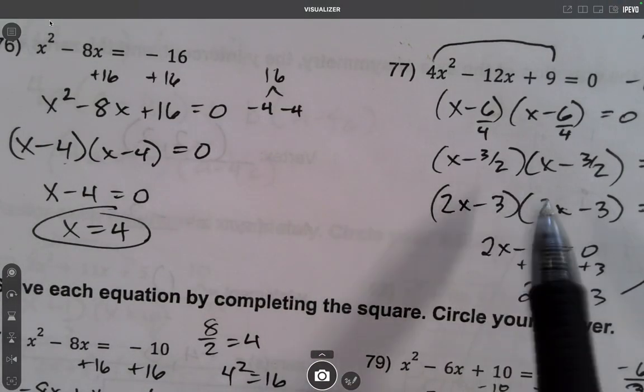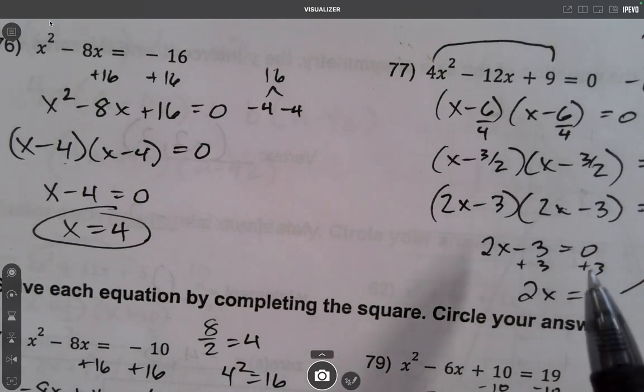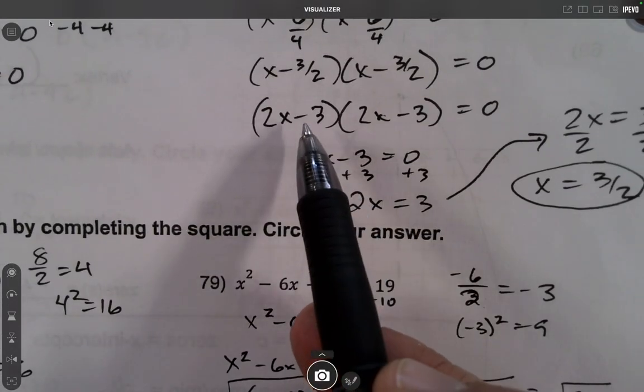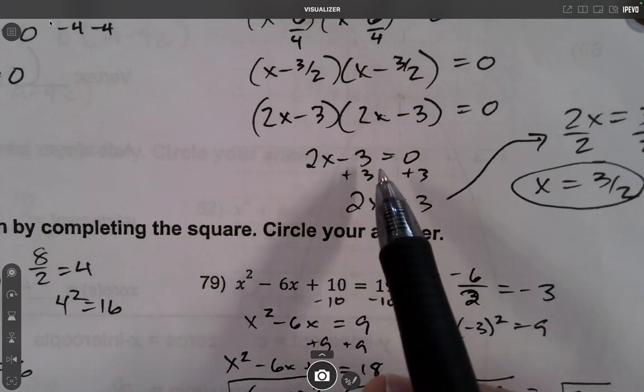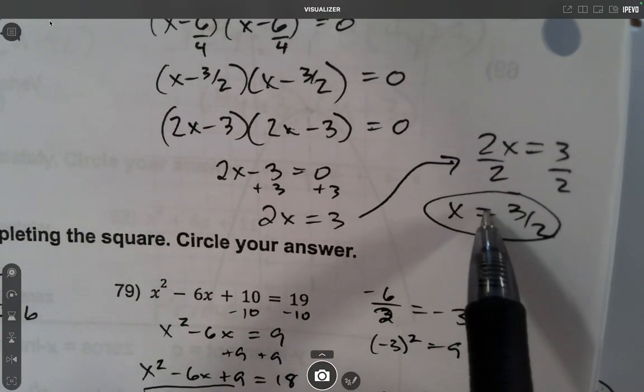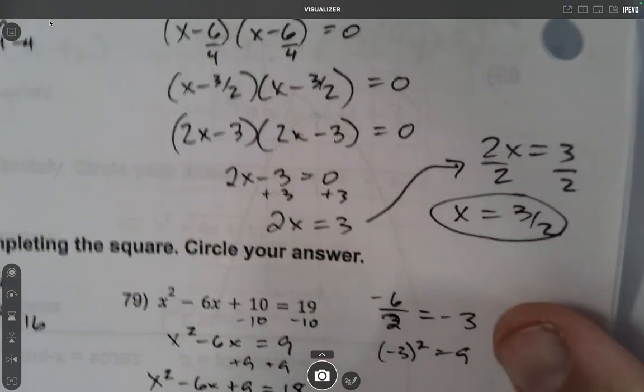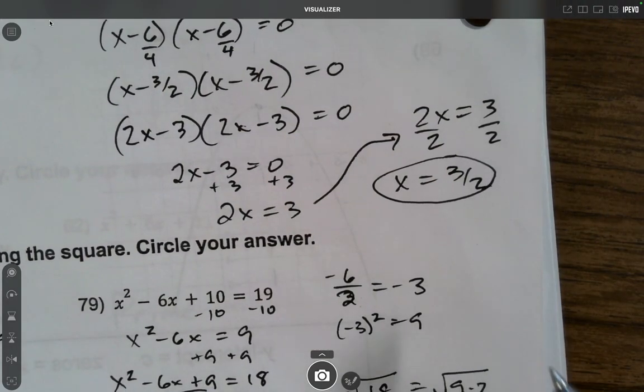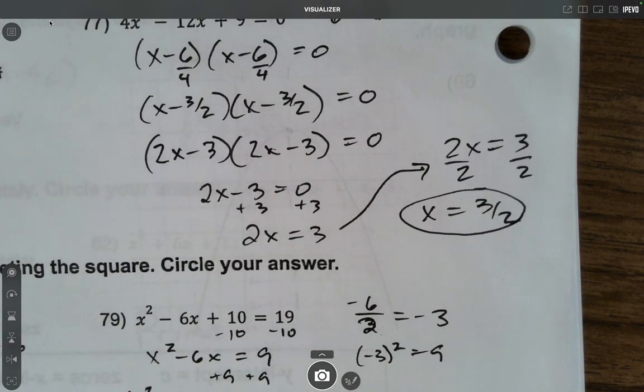And just like the previous problem, we got the same factor twice, which is okay. It happens sometimes. So we just have to set one of them equal to 0, add 3, divide by 2, and we get x equals 3 halves. So on these last two, 76 and 77, there's actually just one single value of x that will make the equation equal 0. Whereas on the ones we did before, there were 2 values of x that could make the equation 0.